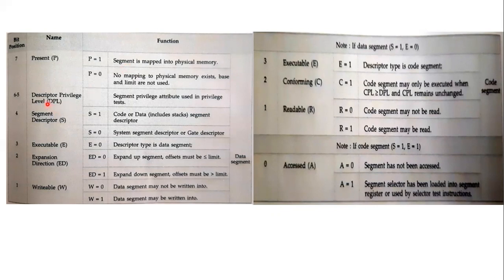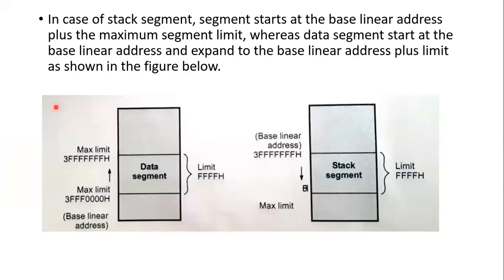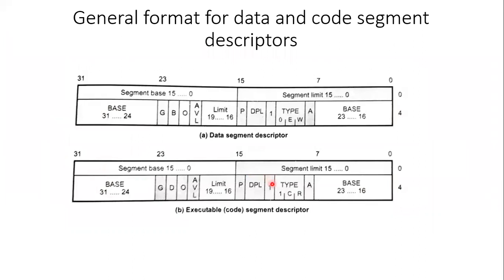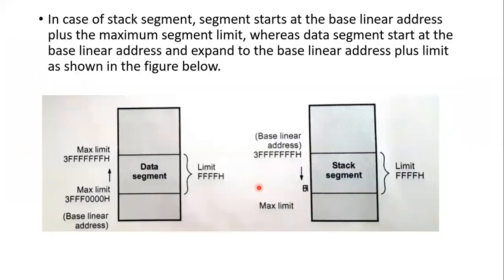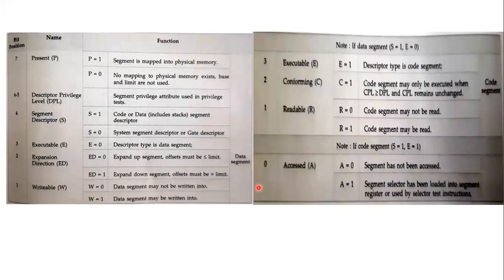Then come to the DPL, the descriptor's privilege level. This DPL is present over here. Now we are talking about this DPL. What does this bit tell us? It is the descriptor's privilege level: segment privilege attributes used in the privilege tests. There are different privilege tests, and whatever attributes are related to the segment privileges are used in the privilege test.